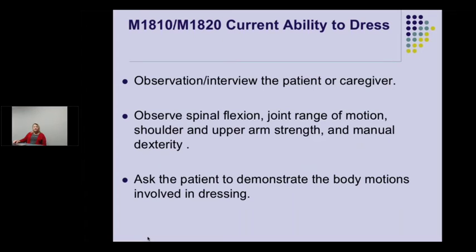So you have several techniques you're going to use. You're going to use an interview technique. We're going to ask the patient and the caregivers what's going on, what is their routine clothing. We're going to observe what they're wearing. We may even go to their closet and have the patients go to the closet to see if they can reach their routine clothing. We're going to look at things like their spinal flexion, their range of motion, any arm strength, and any manual dexterity.